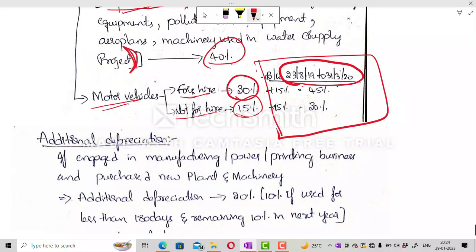For 30% it is 45%, if it is used for hire. If not for hire, then 30%, 15 plus 15. Just add 15% if it is between 23rd August 2019 to 31st March 2020. For only this exceptional asset, exceptional case, we have these rates. This is the highest rate. Other than this, 40% is the maximum.